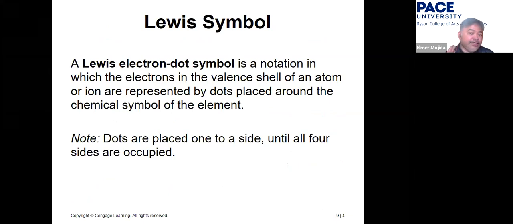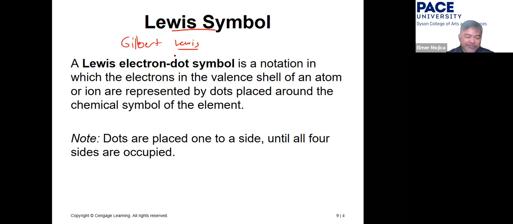Now, there is a way to represent these so-called valence electrons. When we're talking about valence electrons, that's the outermost electrons. You can represent how many valence electrons a given element has, and credit goes to Gilbert Lewis, and that's what we're going to do today: how to write the so-called Lewis symbol.